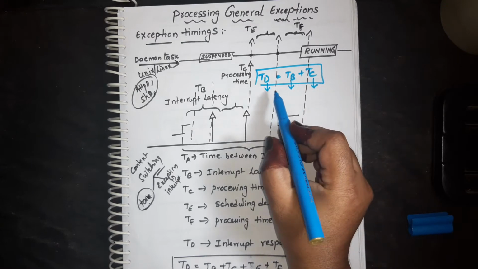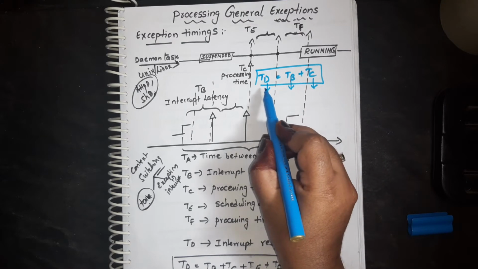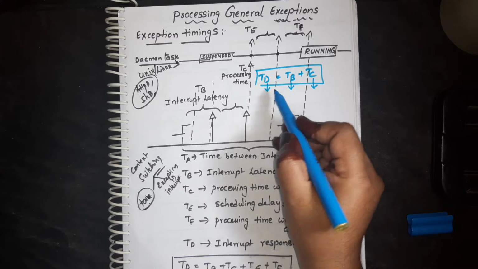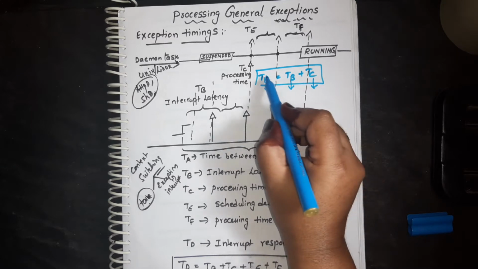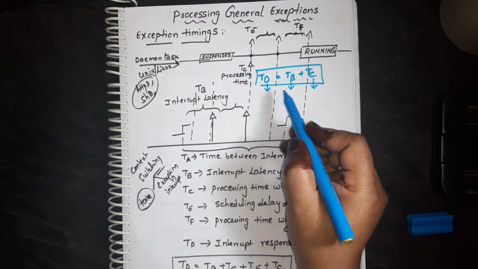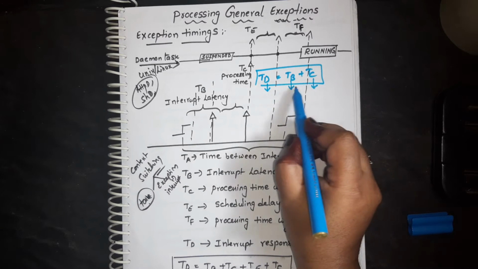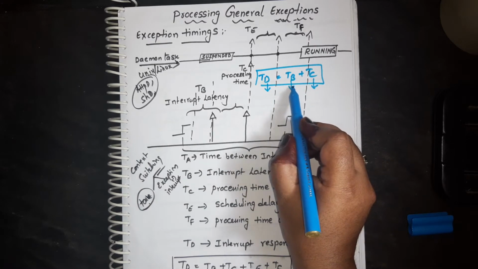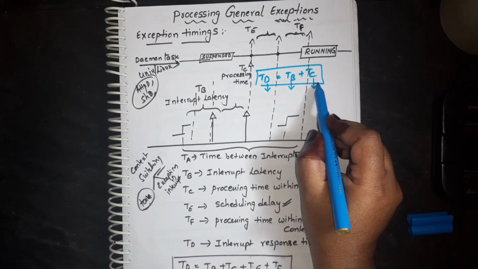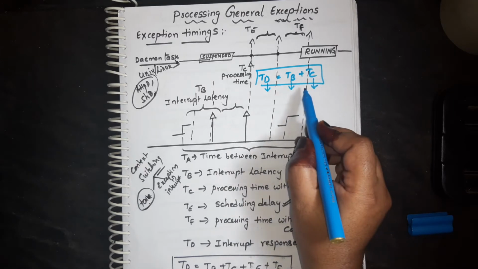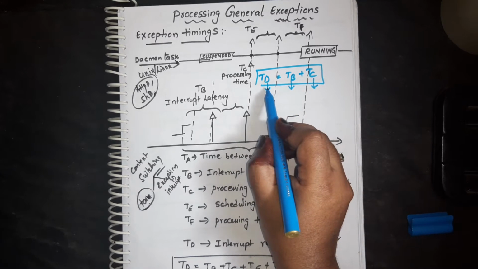Whenever an interrupt occurs and is sent to the interrupt service routine, you can identify how to process the interrupt by defining the different times: finding the interrupt latency and finding the processing time needed to process the interrupt. For this purpose we define the interrupt response time.